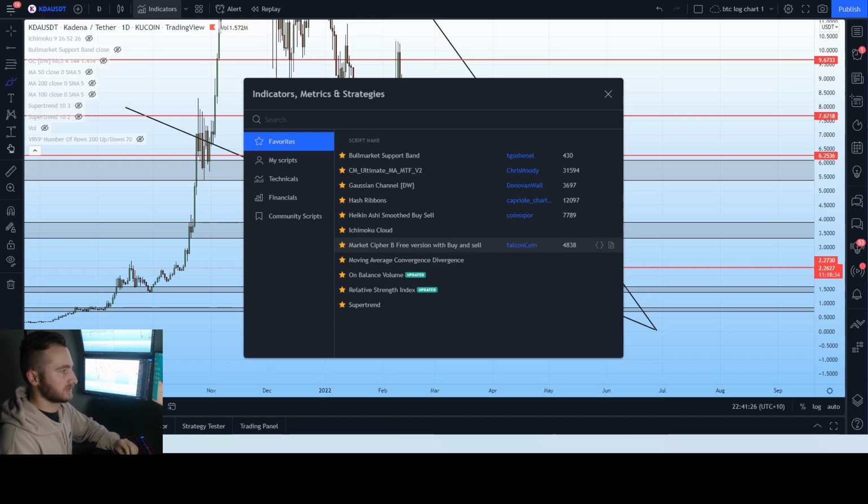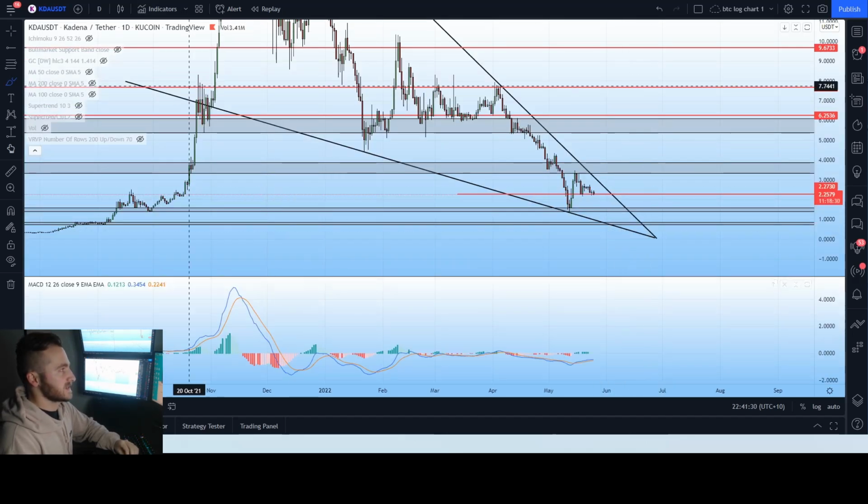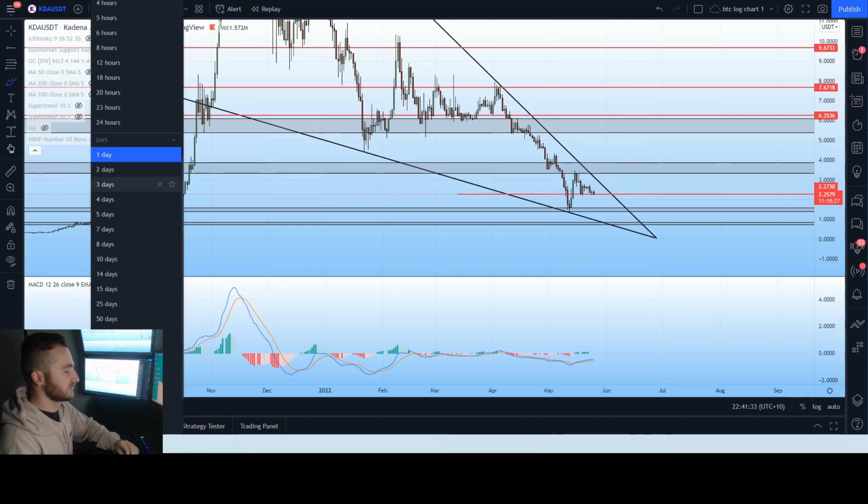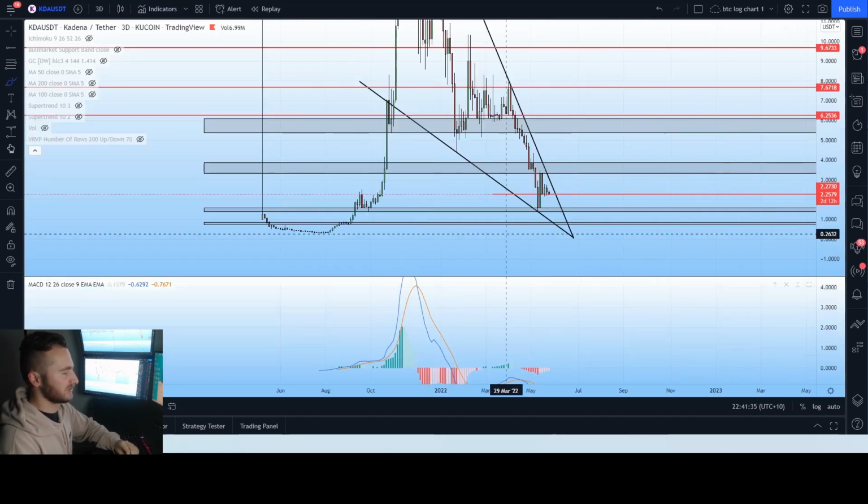We can get some entry points on it, so I can show you an example. Let's bring up the MACD. Here it is. All right, so on the 3-day, let's take a look. So the 3-day, we'll probably have a cross coming, yeah. So look at this, look at this.